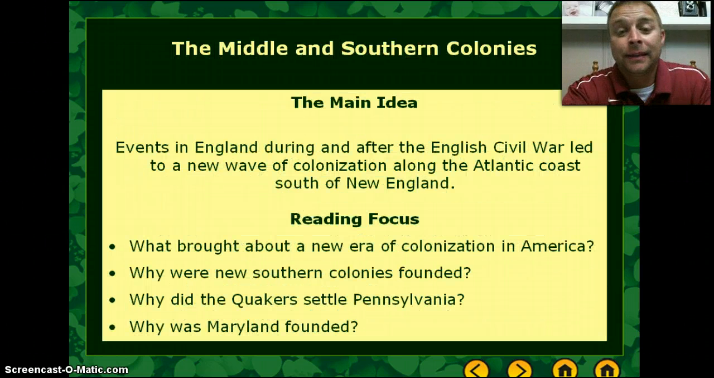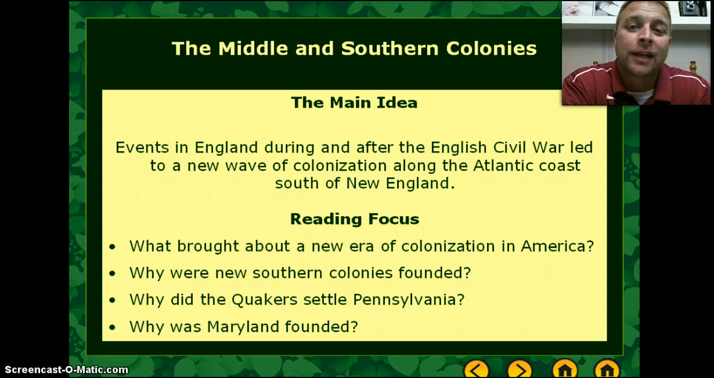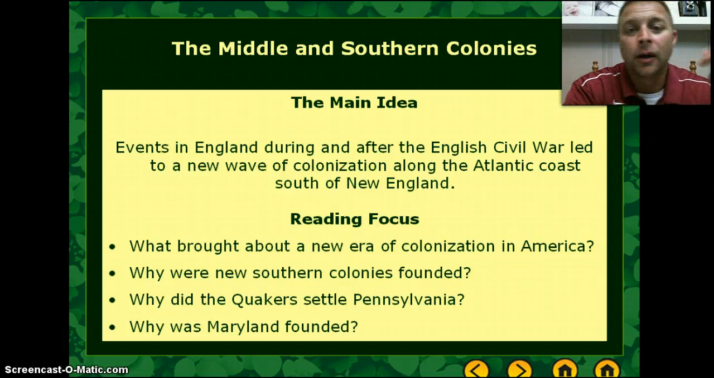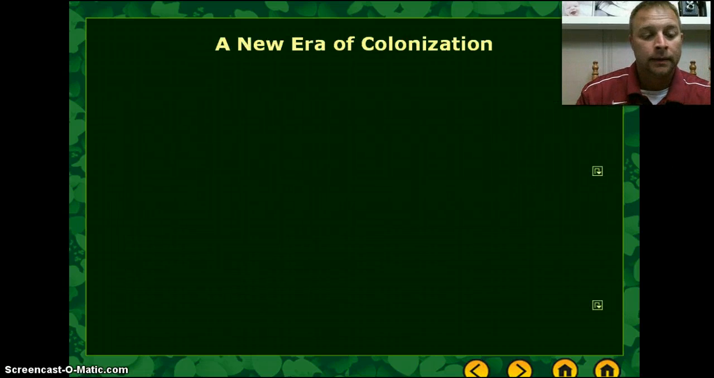And much like in Massachusetts and other New England colonies, you're going to have a rush of settlers to the middle and southern colonies as well. And part of that is because of the English Civil War and other events in England at the time. So we're going to talk about that and how the southern colonies develop and the middle colonies as well.